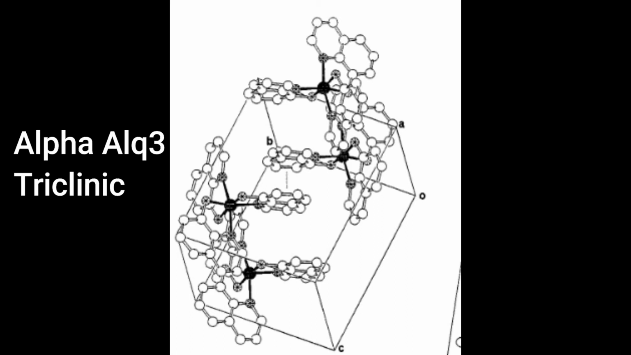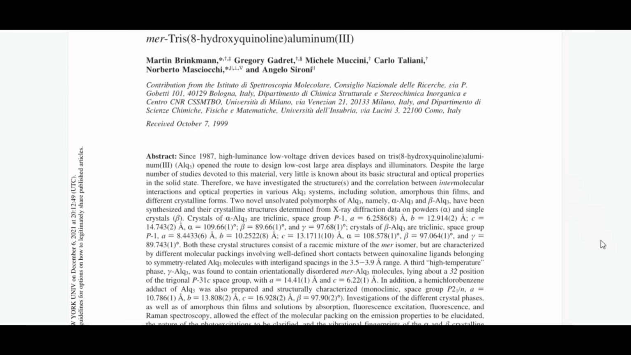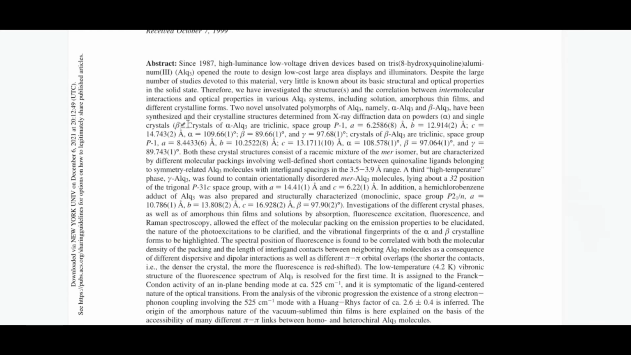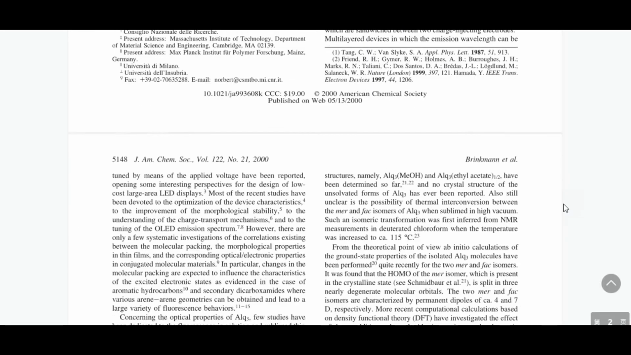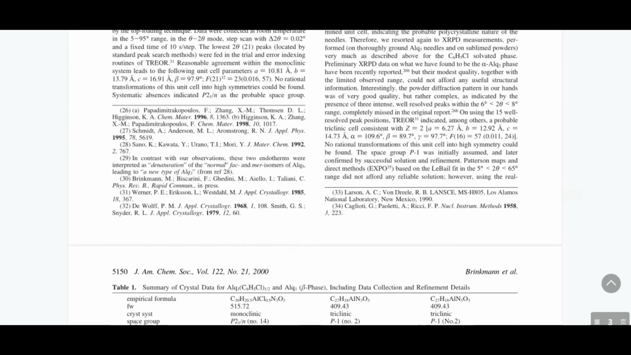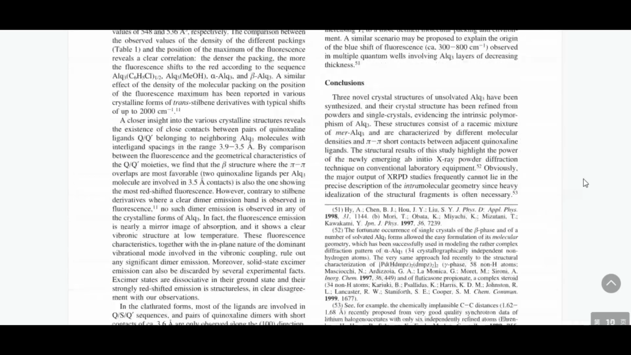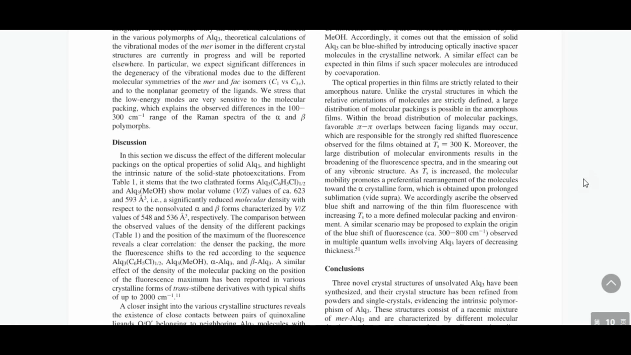Here is a crystal packing of AlQ3 alpha phase. Crystals of alpha AlQ3 are triclinic, with the space group of P1, and parameters are shown here. Characteristic diffraction peaks of alpha phase are found in the structure determination of AlQ3 thin films, telling us that alpha structures are preferentially formed in the thin film.